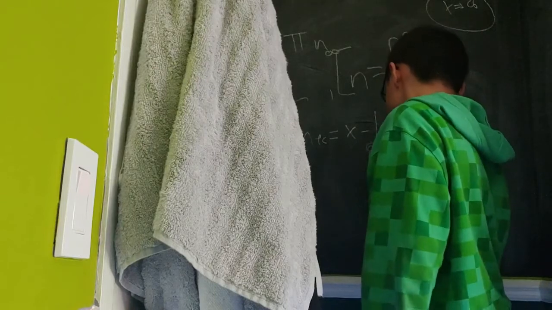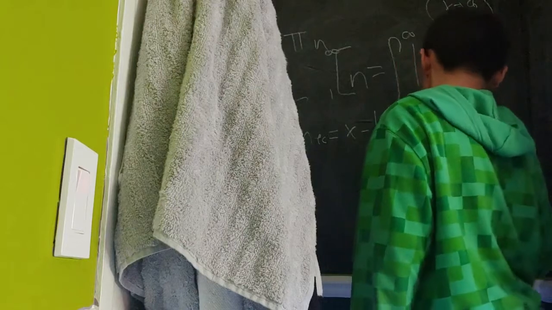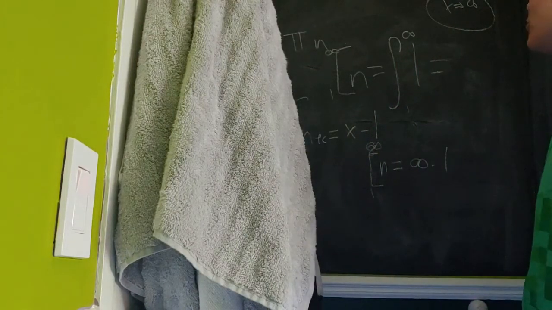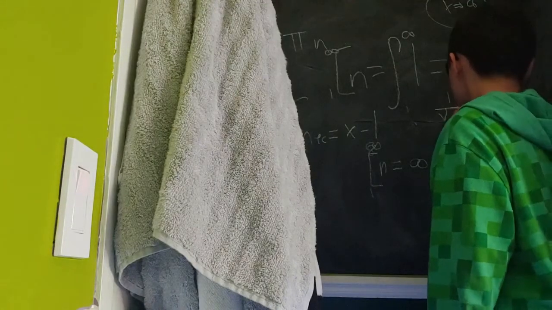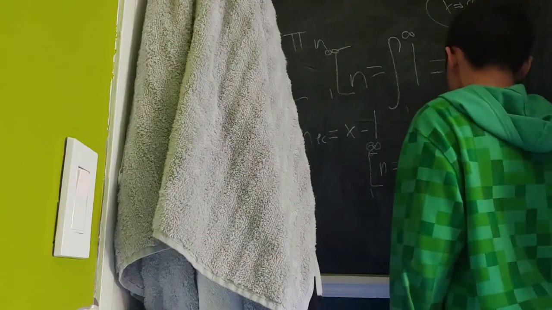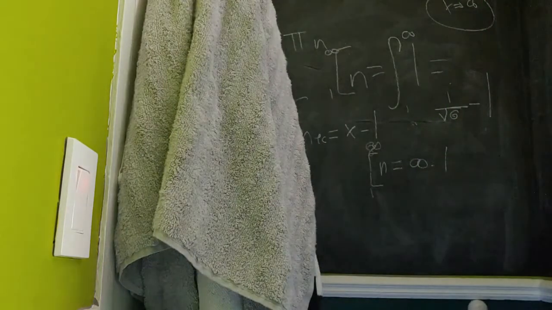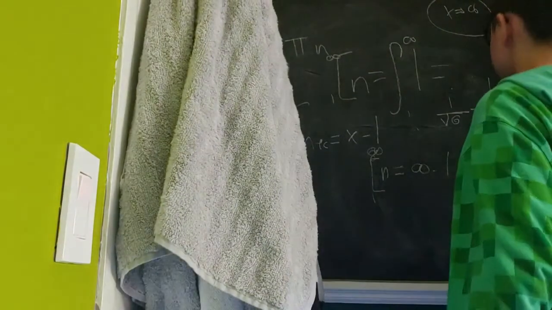Infinity. N is going to equal infinity minus 1. Now you might be like, what is infinity minus 1? Well, we've got our formula. It's going to be 1 i over square root of 6 minus 1. It's our formula. What does this equal?